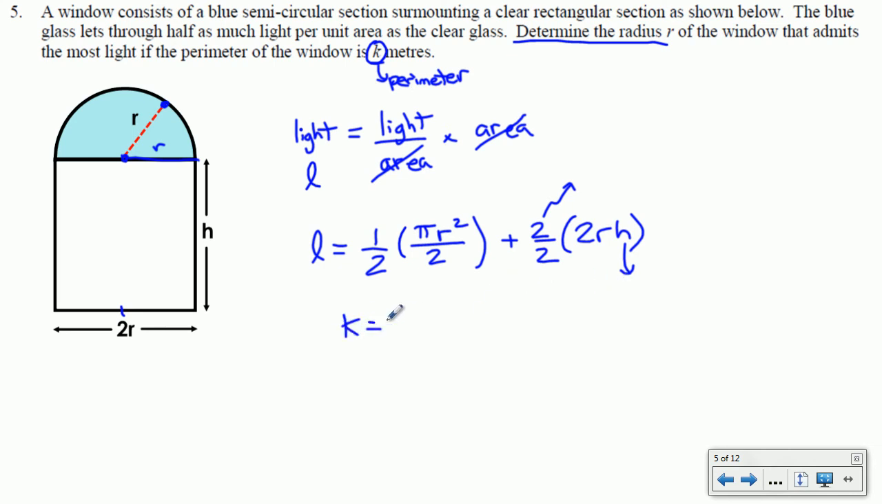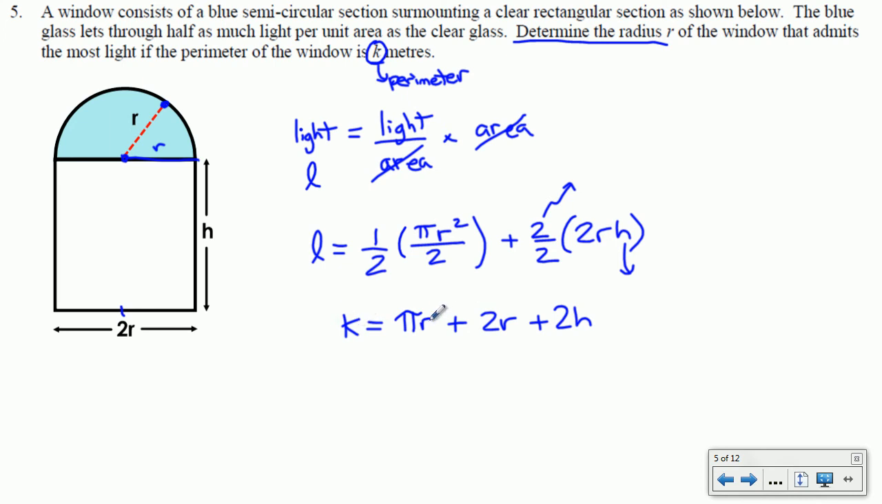So the perimeter, this whole length around the window, is k. That's been given to us. And then we just need to add up all the lengths around the outside. So it's going to be pi r, so half a circle. A full circle, right, would be 2 pi r. We can add up these two h's and add up this width of 2r. So k equals pi r plus 2r plus 2h. This k is going to be a constant. Depends how big the window is going to be, but that's going to be a constant.